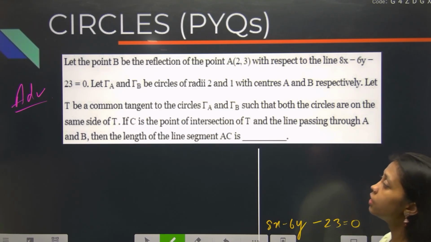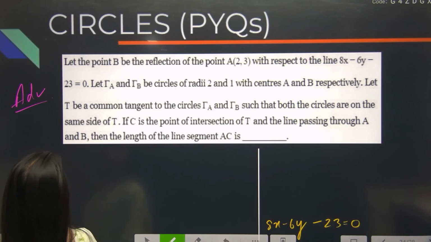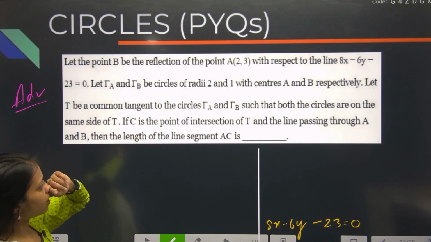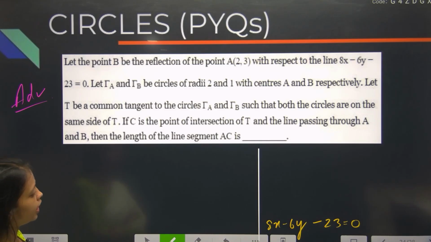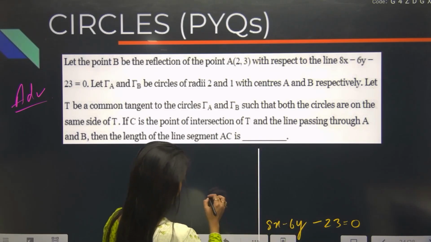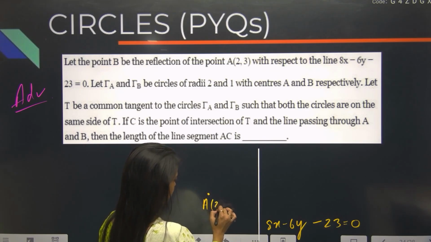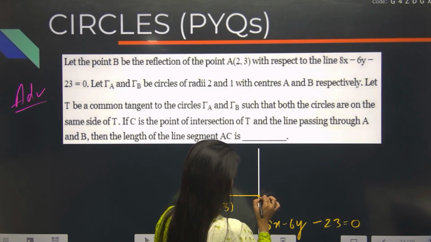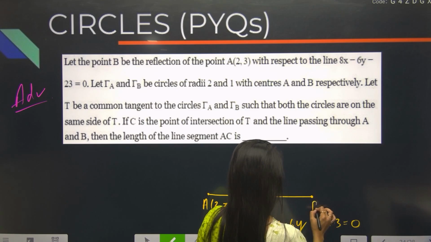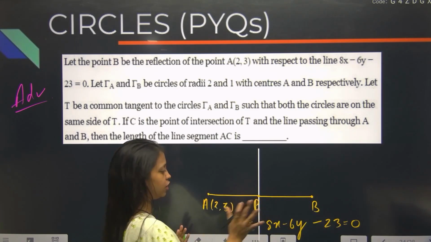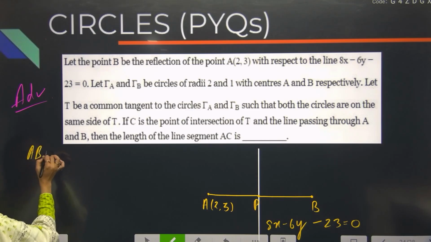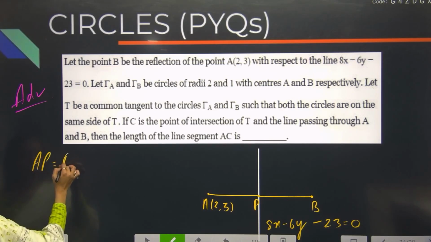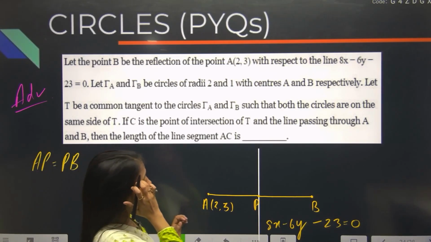Okay, let delta A, delta B be the circles, the representation of the circles of radius 2 and 1 with centers A and B respectively, where A is the point 2, 3, and B is the reflection. So this distance, let me call the foot P here, will be the same as this distance to image B. I don't know what the coordinate is, but I know that AP equals PB.